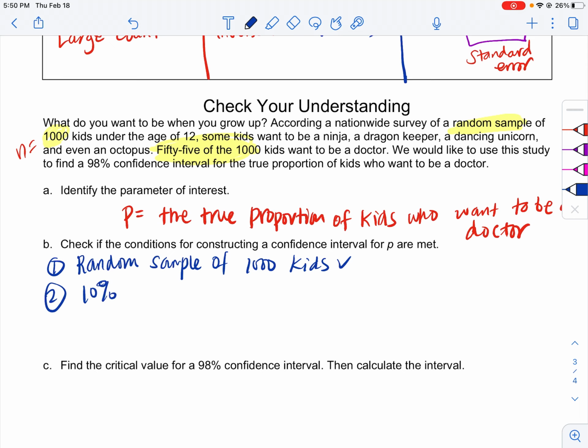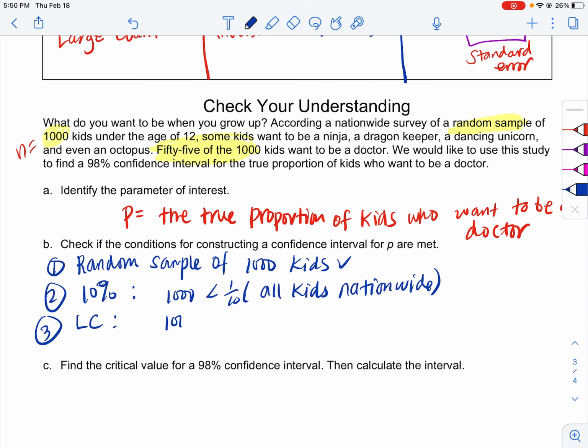Next condition, 10% condition. We have here 1,000 is definitely less than 10% of all kids nationwide, because it did say according to a nationwide survey. Last condition is the large count condition.